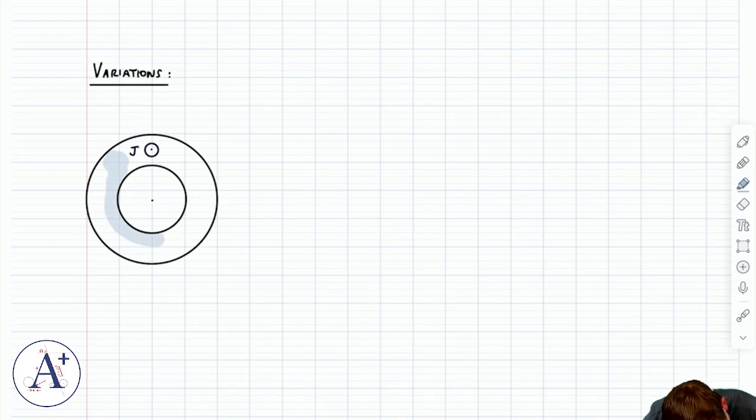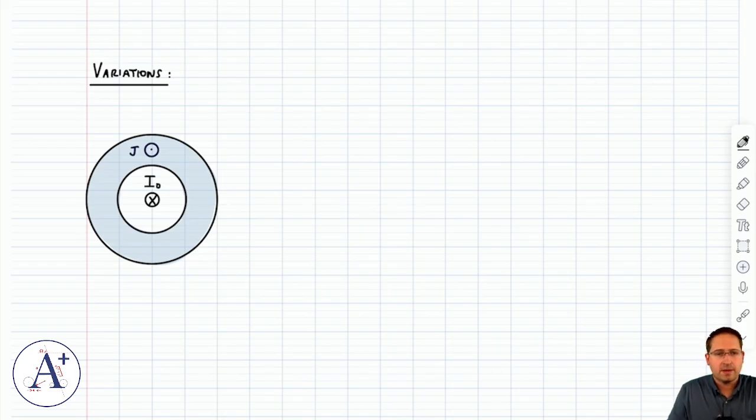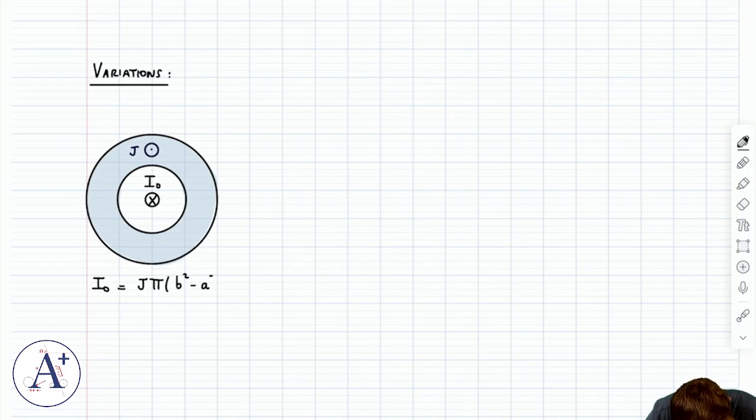I'll color this back in just so that we understand where the current is. It flows through this conducting material here. There we go. And now I'm going to have a current, I'm going to call it I0, going into the page. And I could give I0 any value I want. Maybe, just for the fun of it, I can make it J times pi times b squared minus a squared.